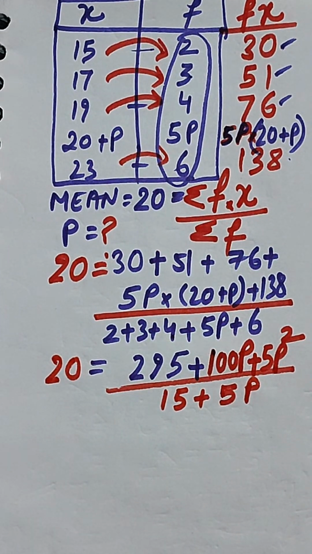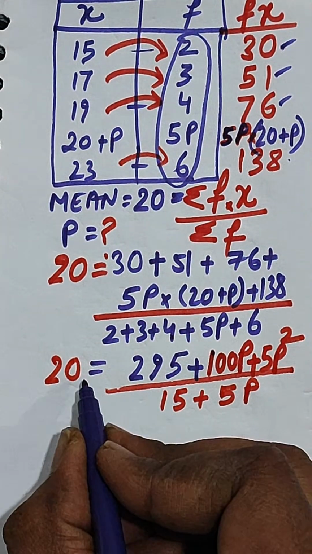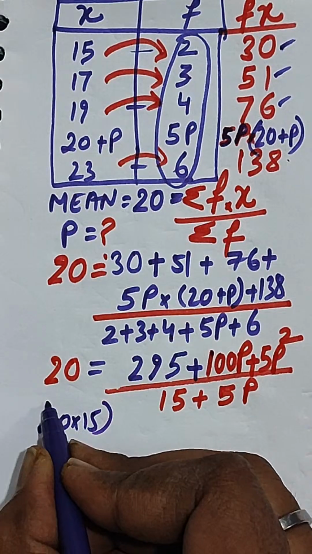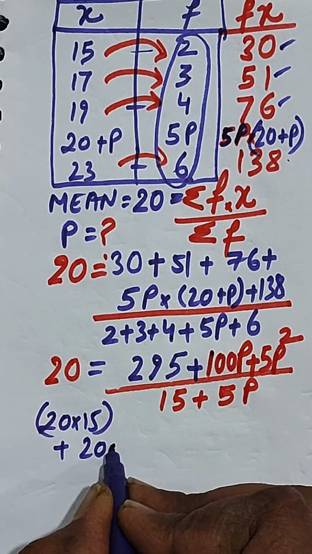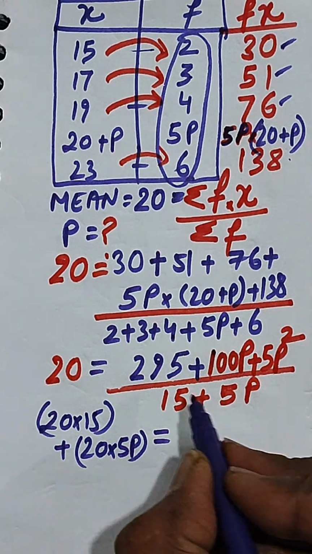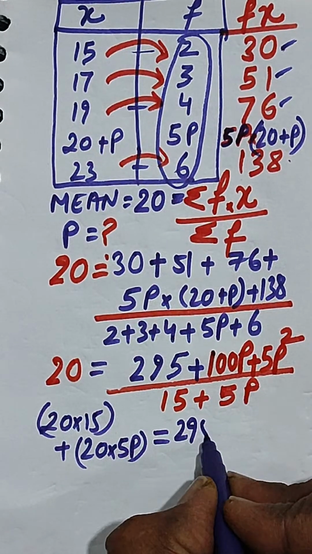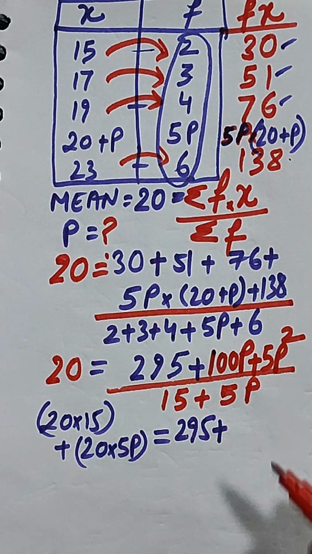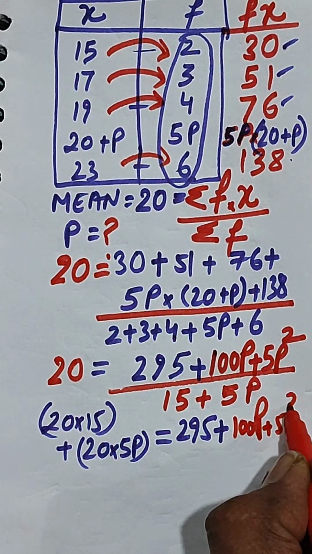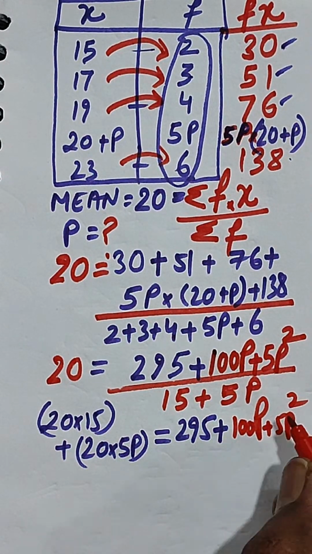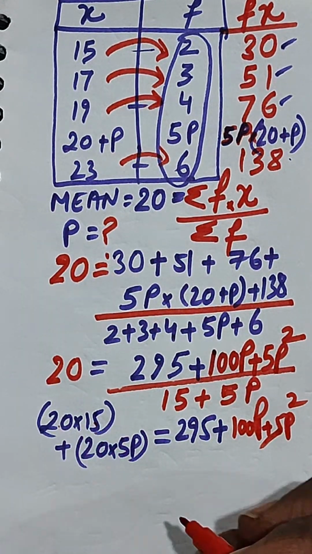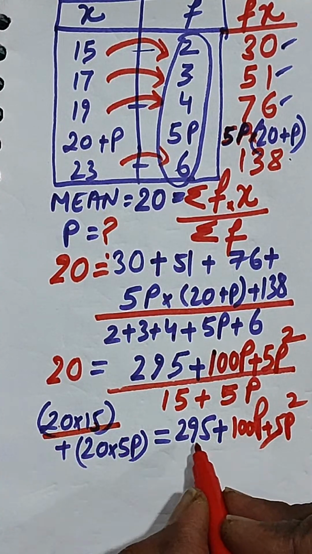Okay, so from here what we'll do, just cross multiply: 20 into 15 plus 20 into 5p, going to the LHS, is equal to 295 plus 100p plus 5p square, right? 20 into 15 is 300. So this will be 300.